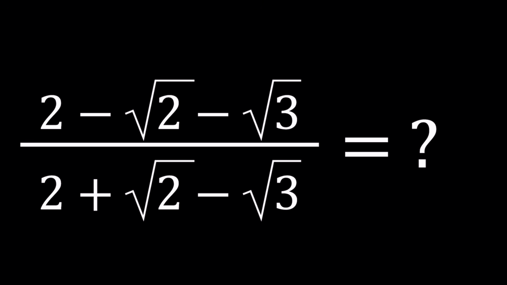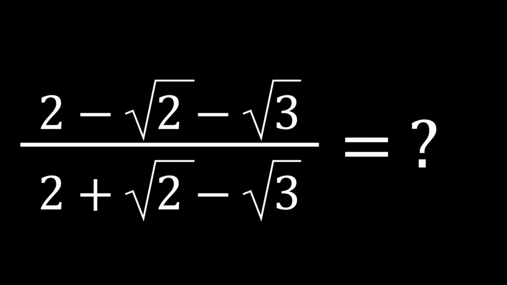Hello everyone. In this video, we're going to be simplifying, not solving, simplifying a radical expression, a very radical expression because of the double radicals. We have 2 minus the square root of 2 minus the square root of 3 all over 2 plus the square root of 2 minus the square root of 3.